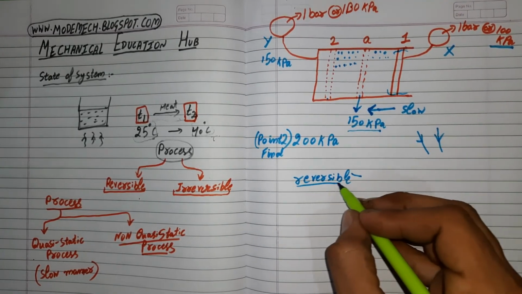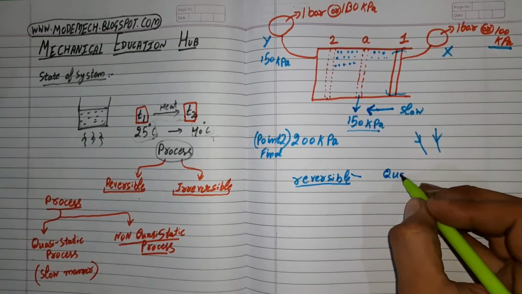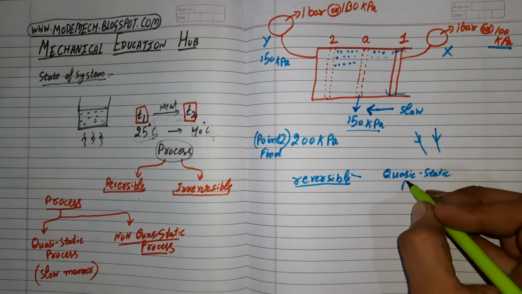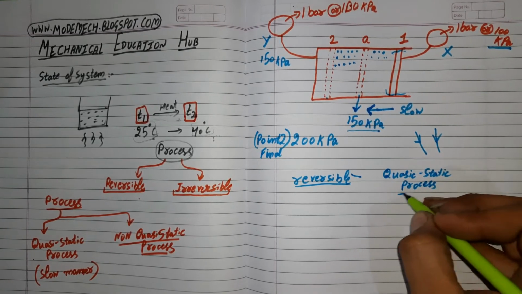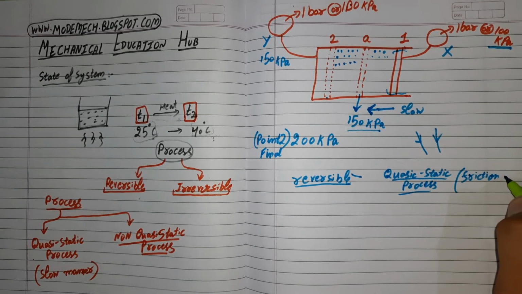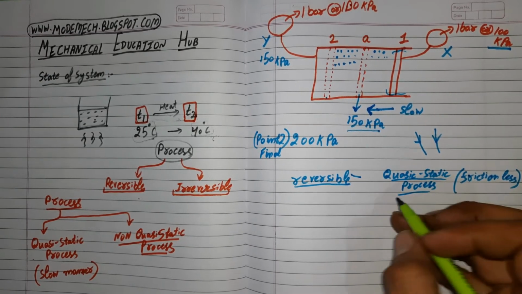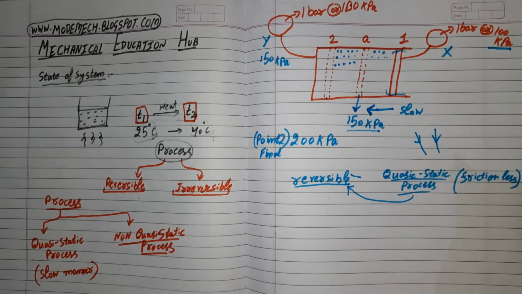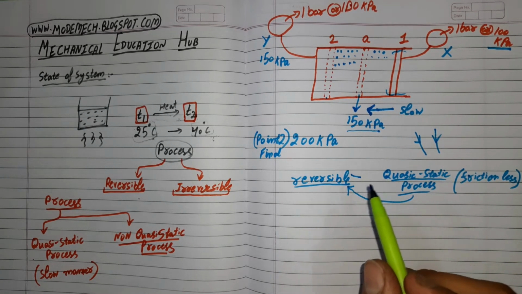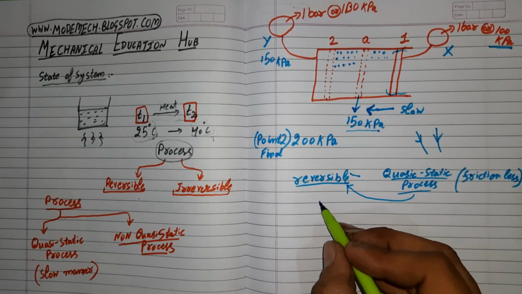From here we conclude that if a quasi-static process occurs without friction, a frictionless quasi-static process will be our reversible process. In this whole process our properties change uniformly.